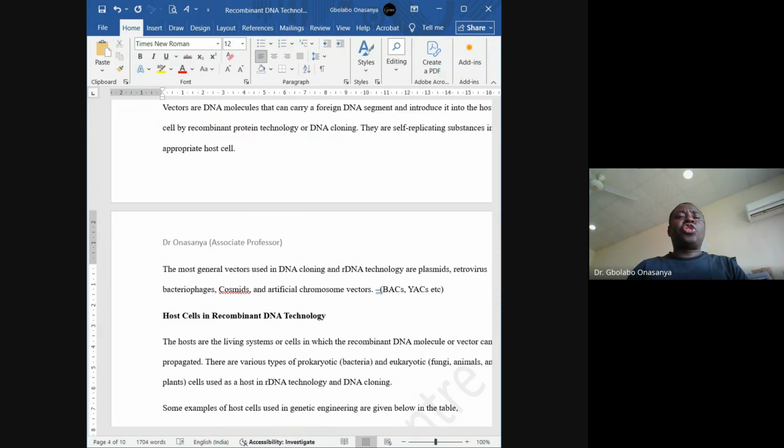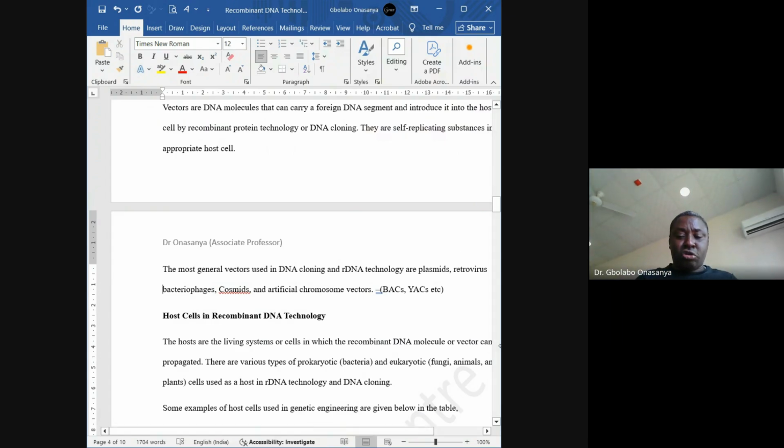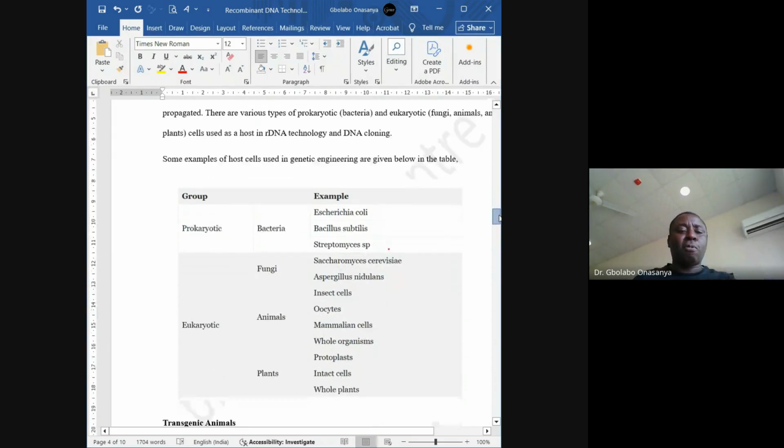And we have genetically engineered vectors: bacteriophage, cosmid, and artificial chromosomes, namely bacterial artificial chromosome and yeast artificial chromosome. Cosmid is a combination of the cohesive ends of phage and a plasmid. Bacteriophage is what is created when a virus attacks bacteria, so the combination of bacteria and virus gives us bacteriophage. Am I speaking sense? I'm just giving a summary overview of what I've said before.